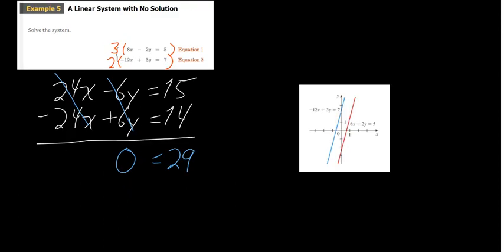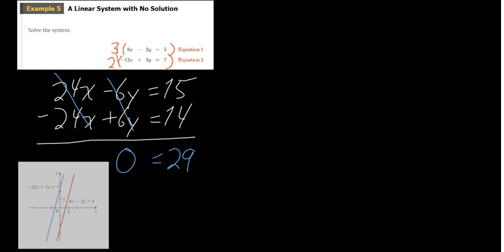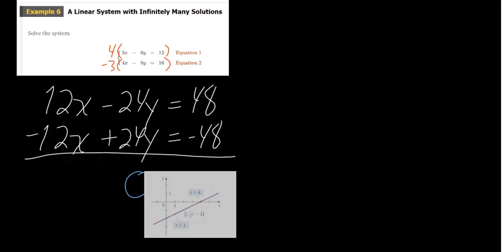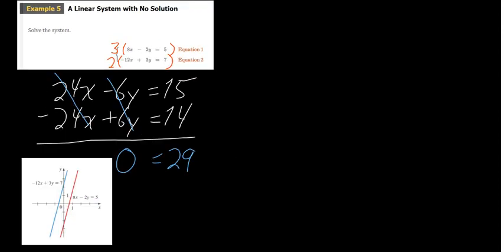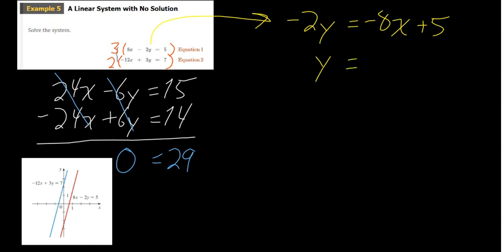And really quickly, let's try this instead. All right, this is the previous example. Let's put that down there. Can I do the same right here? What I want to do real quick is solve for y. So negative 2y is equal to negative 8x plus 5, and divide both sides by negative 2. I've got y is equal to 4x minus 5 halves.